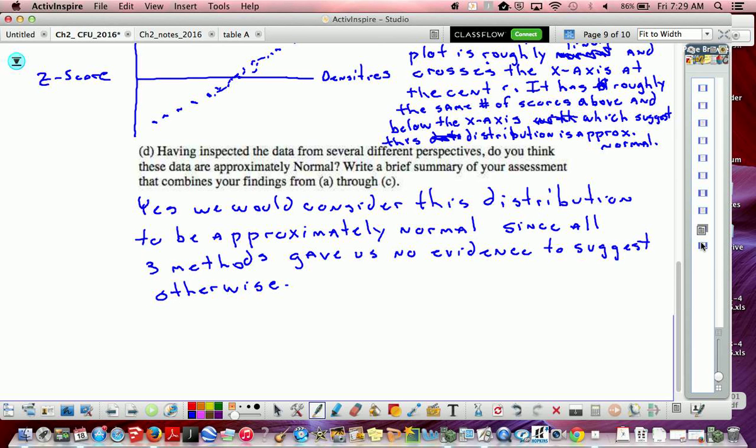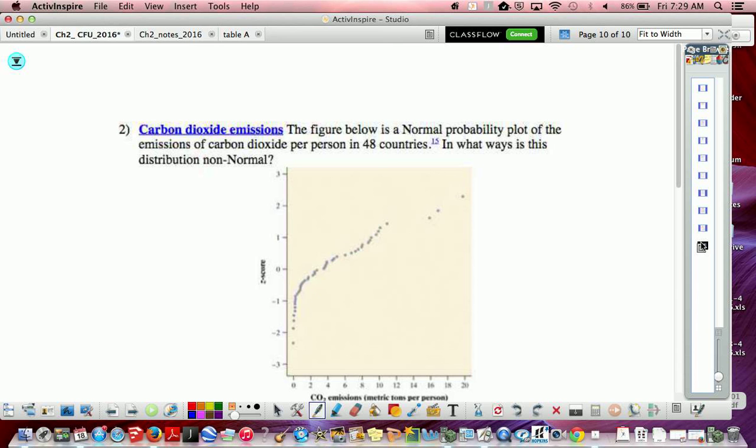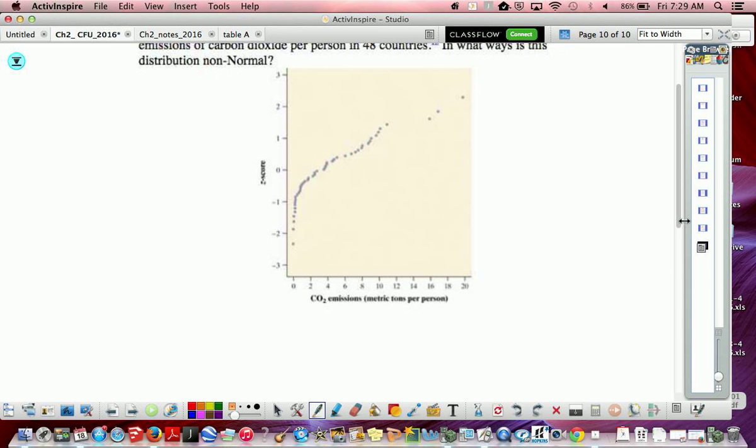All right, let's take a look at the last page. Number 2 gives you a normal probability plot. Here it says the figure below is a normal probability plot of the emissions of carbon dioxide per persons in 48 countries. In what way is this distribution not normal? Okay, well, probably the biggest thing to find out, as you can see, CO2 levels basically.